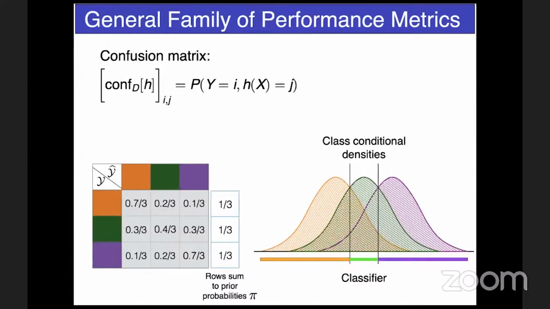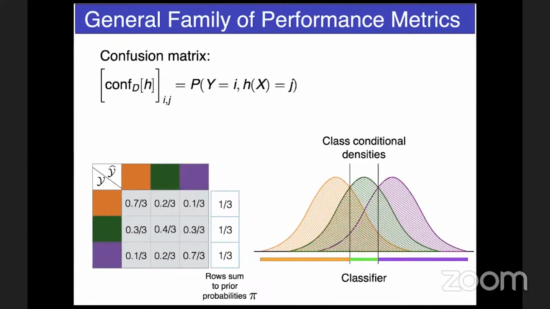Here is a fundamental object that is associated with every classifier, which is called the confusion matrix. The confusion matrix is a very fundamental object associated with every classifier, and we are really going to focus on performance metrics that make use of just the confusion matrix.